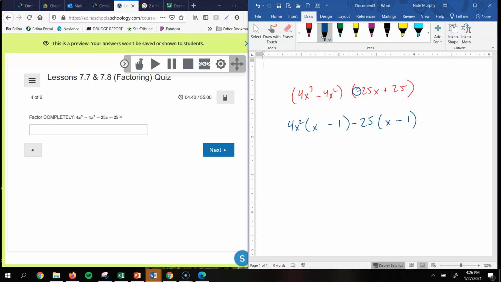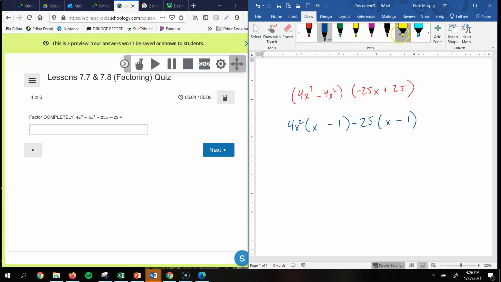Remember, if you distribute the negative 25 through, you should be able to get what you had in the previous step. Negative 25 times x is negative 25x, and negative 25 times a negative 1 is a positive 25. If you had a plus 1 there, and if I took negative 25 times 1, well, that would be negative 25, not a positive. Another way to look at it is 25 divided by 25 is negative 1.